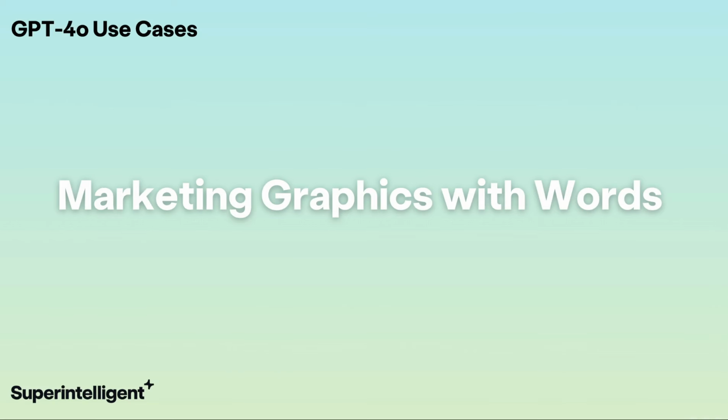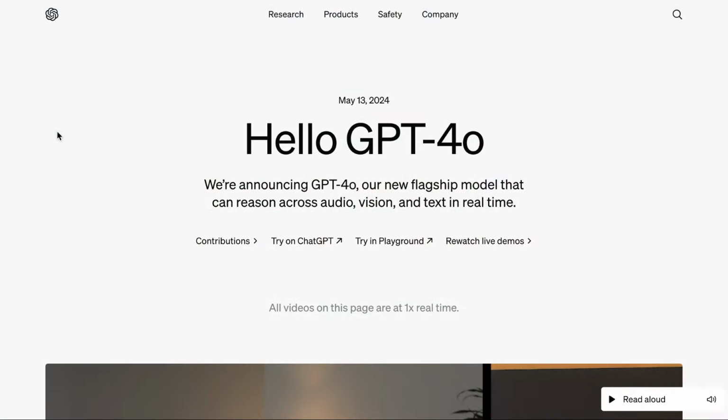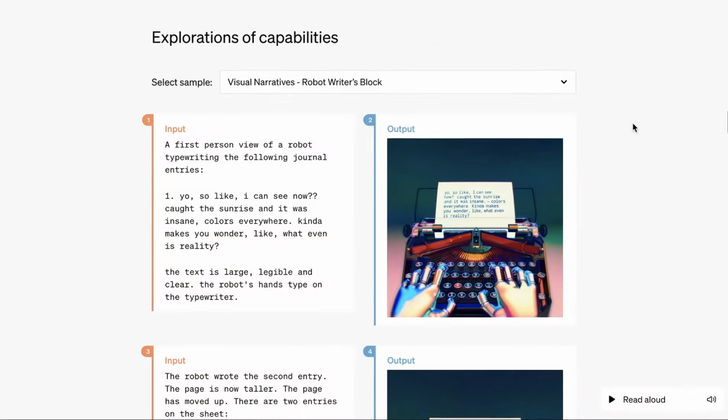The first use case we're going to discuss is marketing graphics with words. Now, I'm saying marketing graphics to put a department around it, but really anytime you need to generate images in a business context that have words, GPT-4o is by far, it seems, the most advanced tool you have. What was interesting about the OpenAI announcement is that they didn't even announce a lot of the things that we're going to discuss, and this is a great example.